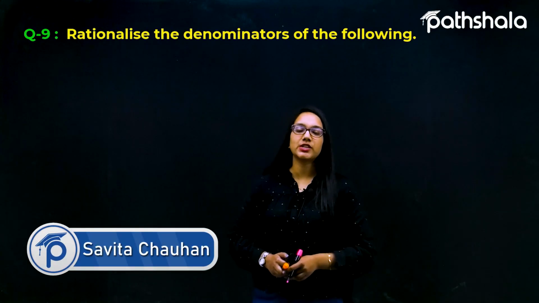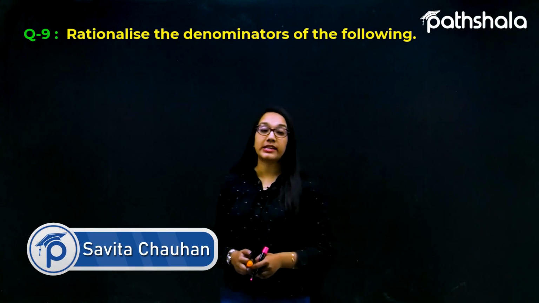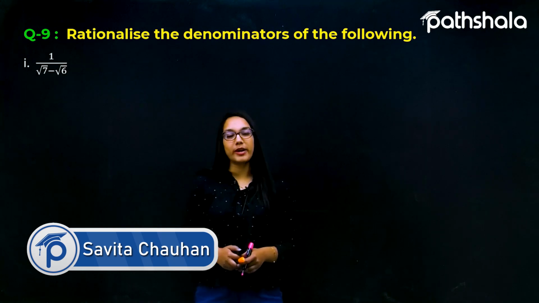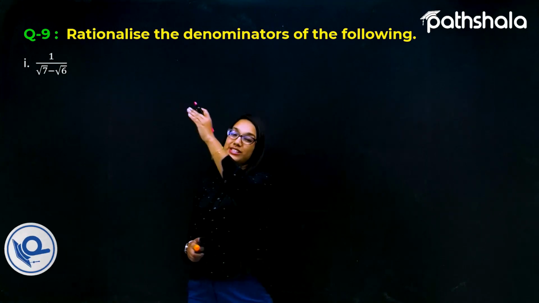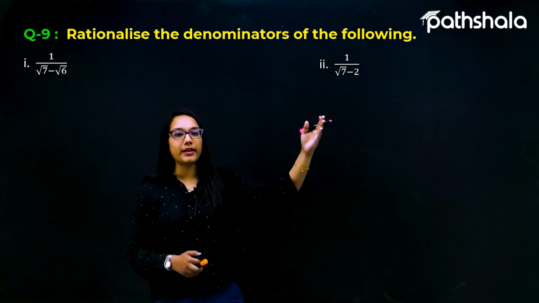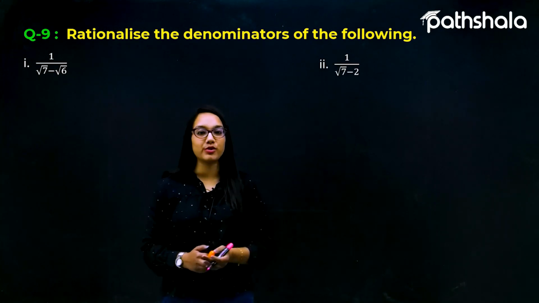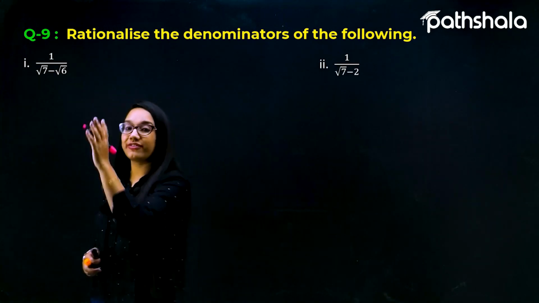So let's move on to the last question, question number 9, which says: rationalize the denominators of the following. The two parts are 1 by root 7 minus root 6, and 1 by root 7 minus 2. Let's start the solution of the first part.